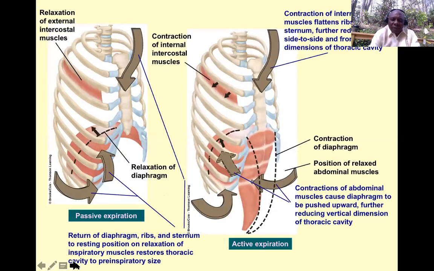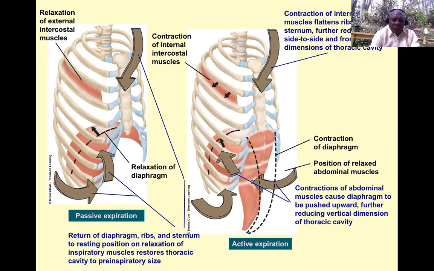What about expiration? Expiration is passive. There are two types of expiration. There's a passive one where the muscles just go back to their original position, the external intercostal and diaphragm, based on gravity.